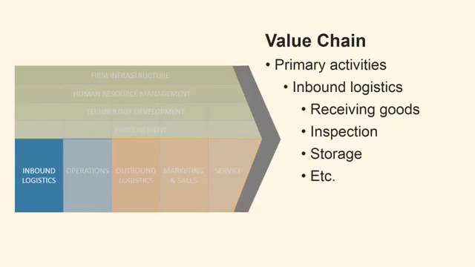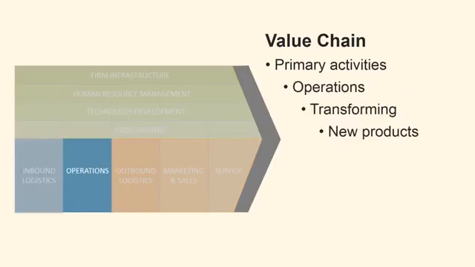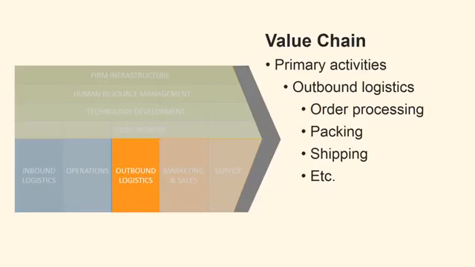Inbound logistics can consist of receiving goods, inspection, storage, receiving returned goods, etc. Operations include activities associated with transforming raw materials and components into new products. Outbound logistics are activities associated with order processing, packaging, shipping, everything which deals with the distribution of the finished product to buyers.